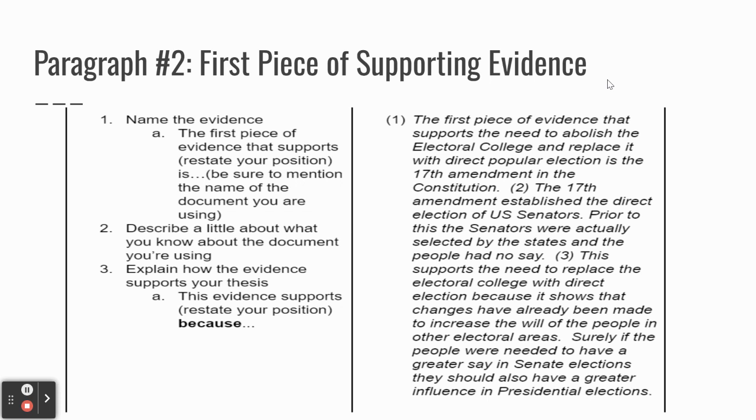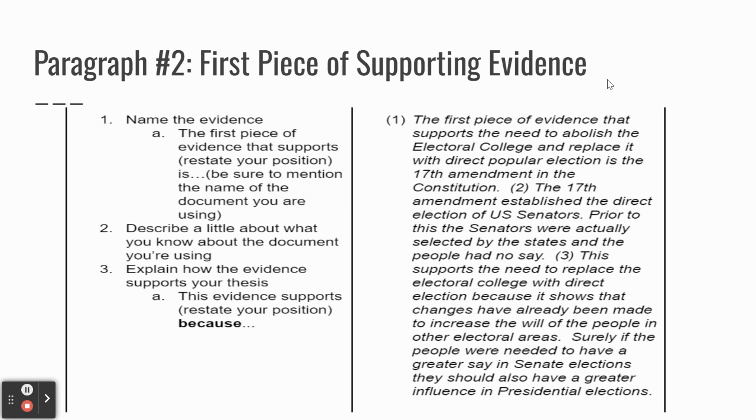So there's a couple things you have to do within the evidence paragraphs. You have to name the evidence, right? I literally want you to write something that says like the first piece of evidence that supports, restate your position, and then be sure to mention the documents that you're using. The second thing that you're going to do is describe a little bit about what that evidence is from that document. And the third thing you're going to do is specifically explain how that evidence supports your thesis statement.